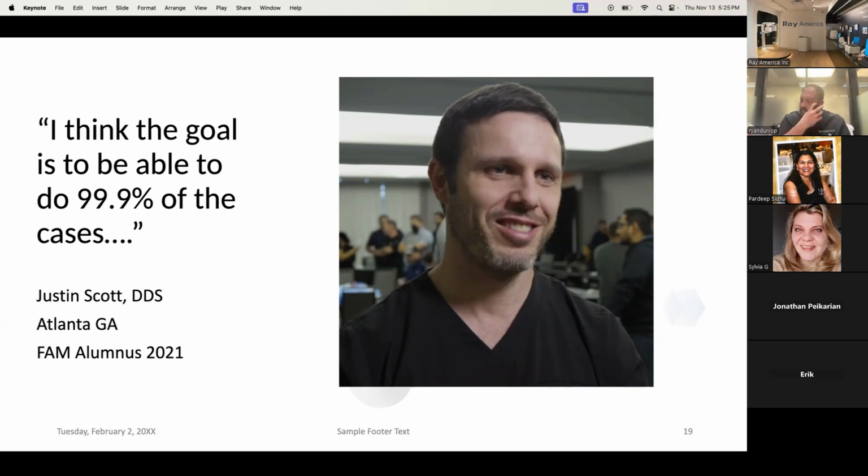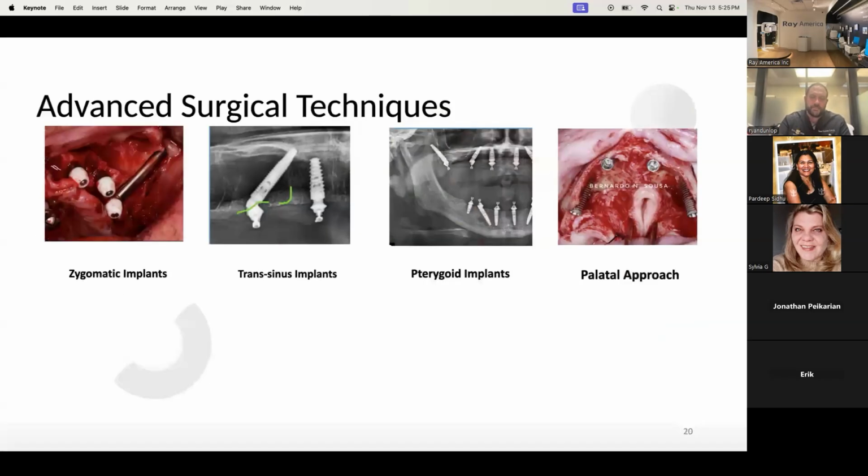So between the advanced techniques that I'm going to talk about now, I think it's very, very possible for the full arch dentist to be able to do up to 99.9% of the cases. So these are the main advanced surgical techniques that I use in my clinic every single day.